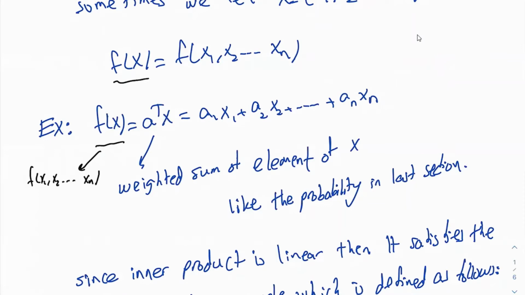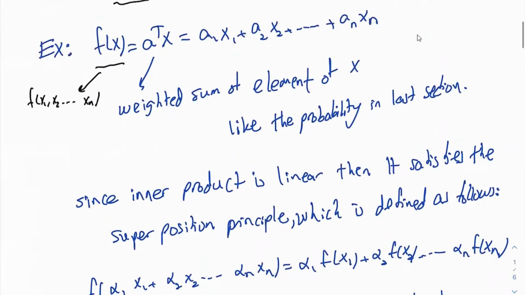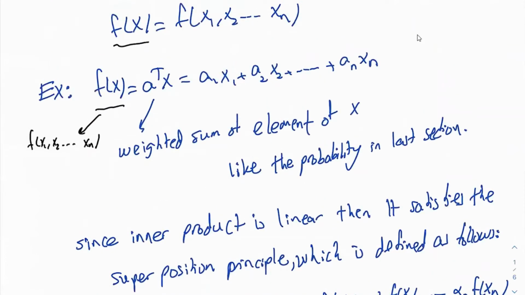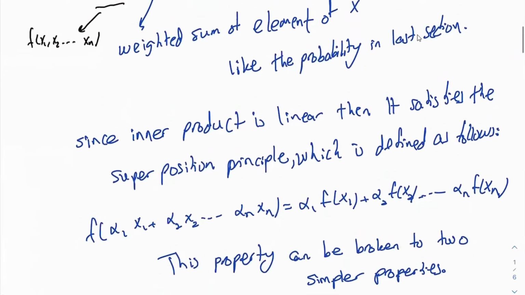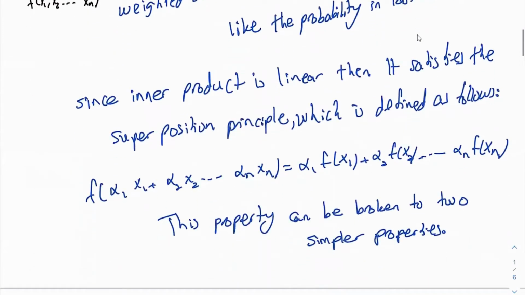Now, this inner product is a linear operation. You see that you're adding a bunch of numbers, and addition is a linear operation. Remember, this a is like a constant. The variable here is x, so it's linear in x. Okay, good. So it satisfies the superposition principle, which is defined as follows. This is the definition of a linear function. Any function that satisfies the superposition principle is considered a linear function, and if a function is linear, it satisfies the superposition.